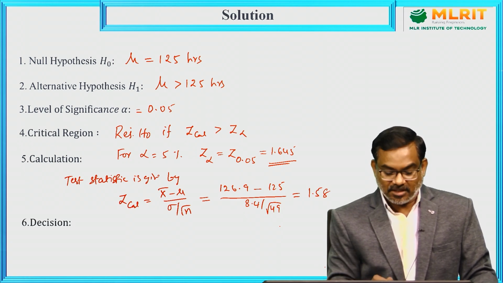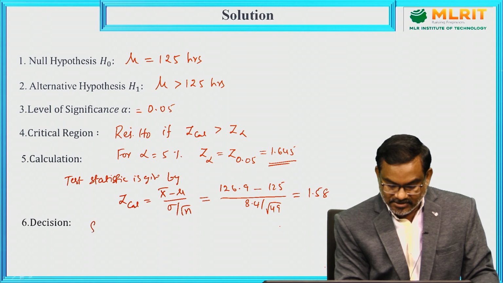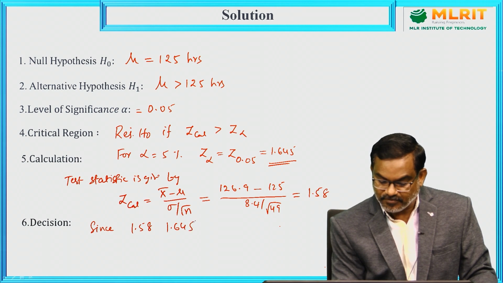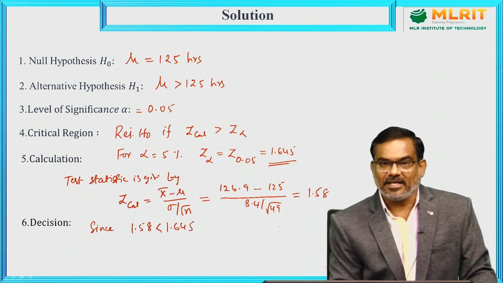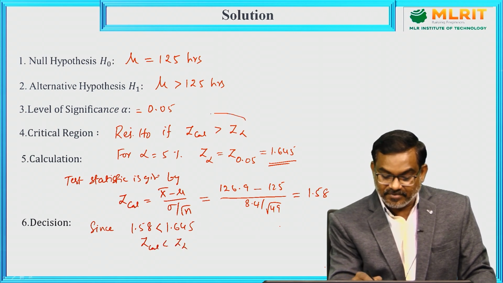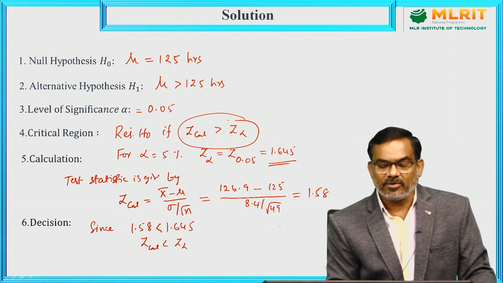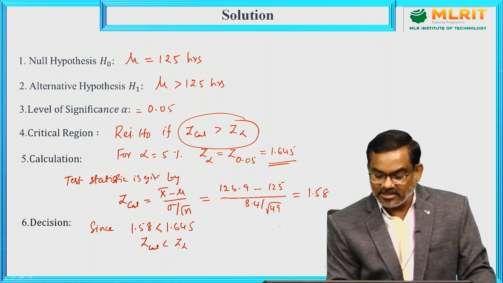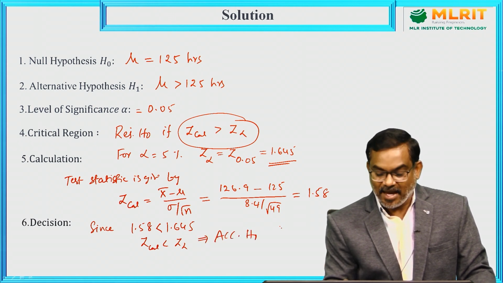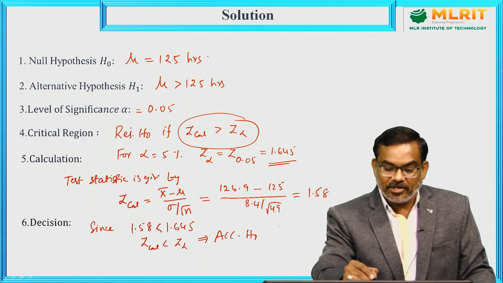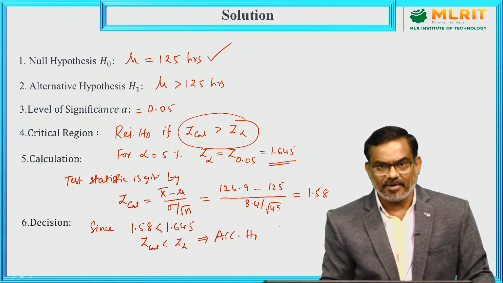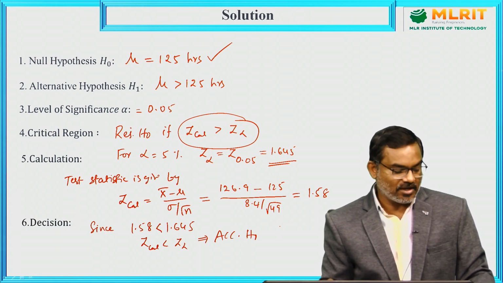Now, the last step, decision, and here since our calculated value is 1.58 and tabular value is 1.645 and is less than, that means the Z calculated is less than Z alpha. Here if Z calculated is greater than Z alpha, we have to reject, but here Z calculated is less than Z alpha, that implies accept the null hypothesis H naught, accept the null hypothesis that the machine runs on an average 125 hours. So, this is the procedure of testing of hypothesis concerning one mean for large samples.